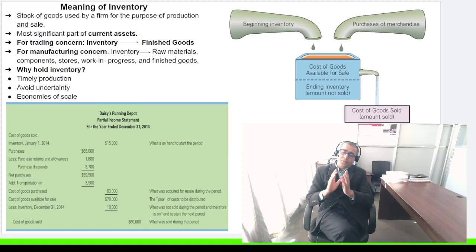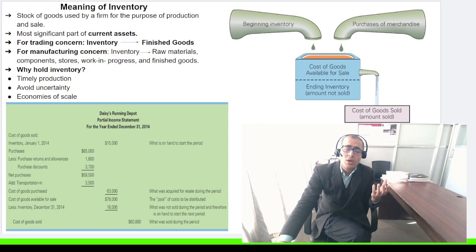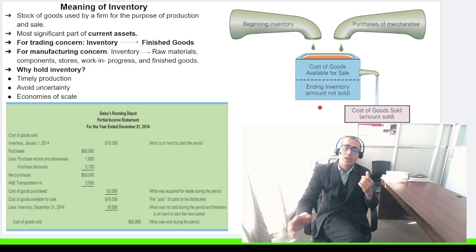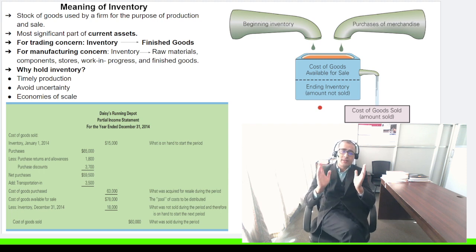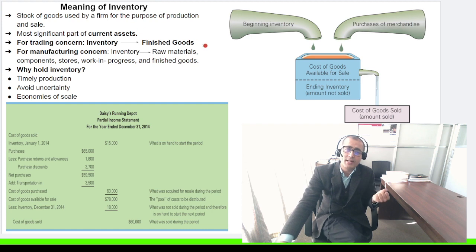Today's discussion, friends, is all about inventory and inventory valuation. Before moving to this topic, let me first clarify what we mean by inventory. Inventory is the stock of goods which is held for production and selling purposes, friends. It is one of the important components of current assets.